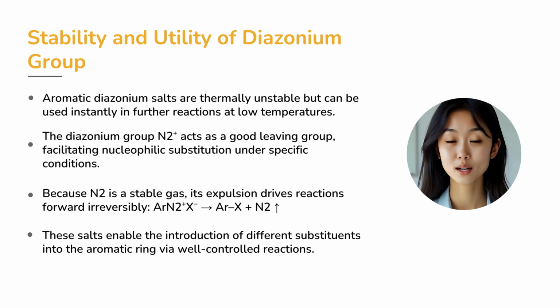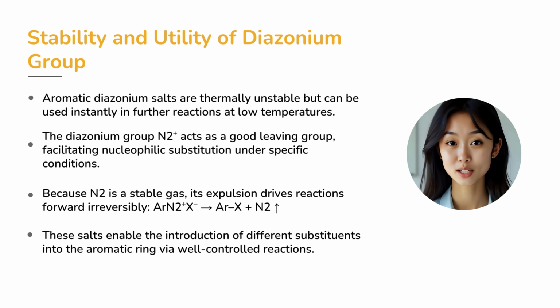But here's the cool part: even though they're unstable, they are extremely useful and react instantly with suitable partners in different reactions when kept cool. The diazonium group, which is this nitrogen pair with a positive charge, acts like a perfect leaving group. It's the chemistry equivalent of a passerby who just wants to leave the party gracefully, making room for new guests. This leaving group property helps in nucleophilic substitution reactions, kind of like swapping a friend in and out of a fun game. Now, why does this swap happen so smoothly?